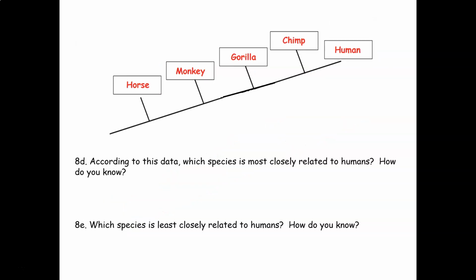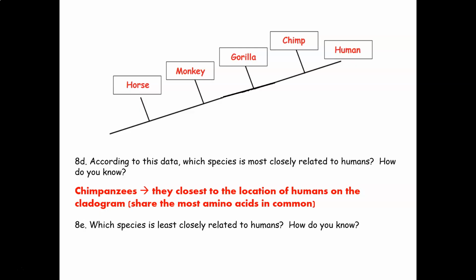All right, so let's take a look at this data and just answer a couple of questions. So according to the data and according to the cladogram that we built, which species is most closely related to the human, and how do you know? Well, if we take a look at the table, the organism that would be most closely related to that human would be the one that has the fewest number of differences between the sequences, and thus would be the closest on the table, or closest on the cladogram. So who's right next to the human? The chimpanzees.